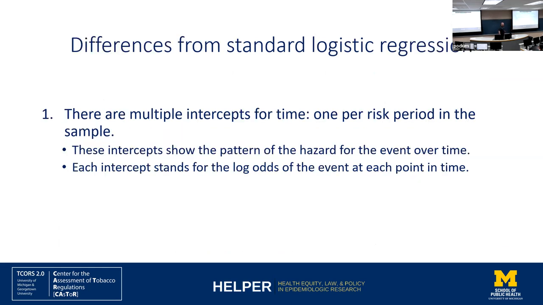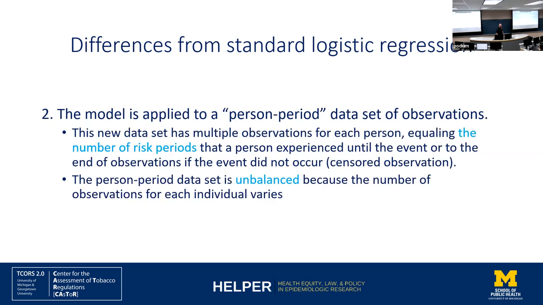All right, so there are a couple of differences from standard logistic regression, but since I'm pitching it as an extension of logistic regression, here are a couple of ways that it's different. There are multiple intercepts for time in the discrete time model, one per risk period in the sample. These intercepts show the pattern of the hazard of the event over time. Each intercept represents the log odds of the event at each discrete time interval. So we have that, where we don't have that in standard logistic regression.